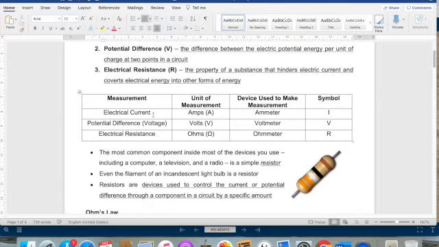We measure current with units of amps or amperes, right? Either is fine. Amps is just a short form instead of having to say the full name of amperes. And we use an ammeter to do that, right? The potential difference or the voltage is measured in volts, so that's nice and easy, V and V. And we use a voltmeter for that, so easy to remember. Now, electrical resistance is measured in ohms, right?